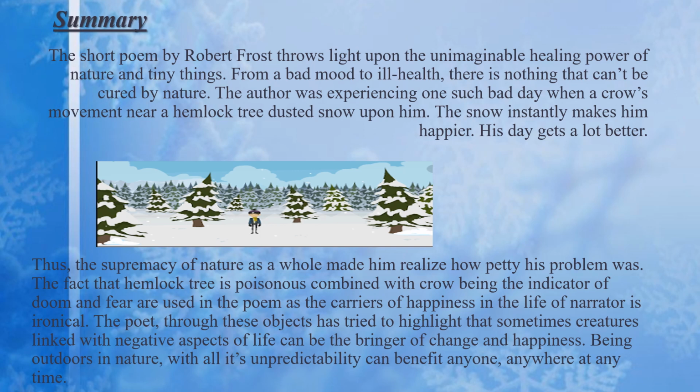The fact that hemlock tree is poisonous, combined with crow being the indicator of doom and fear, are used in the poem as the carriers of happiness in the life of narrator, is ironical. The poet, through these objects, has tried to highlight that sometimes creatures linked with negative aspects of life can be the bringer of change and happiness. Being outdoors in nature with all its unpredictability can benefit anyone, anywhere, at any time.